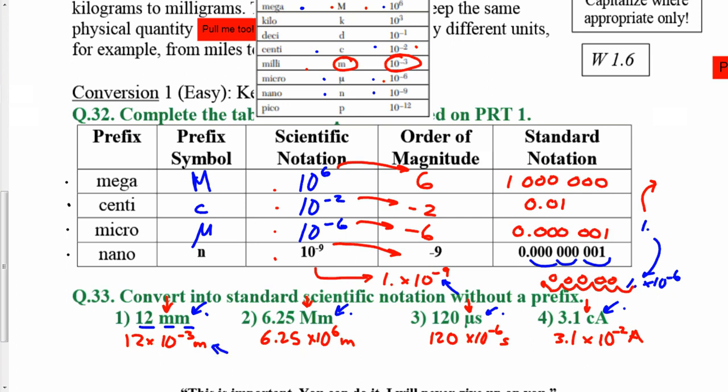It's no longer a magnitude. Now it's just a value. The meter is still a meter. The second is still a second. The ampere is still an ampere. Those have to be here. Now, this said standard scientific.